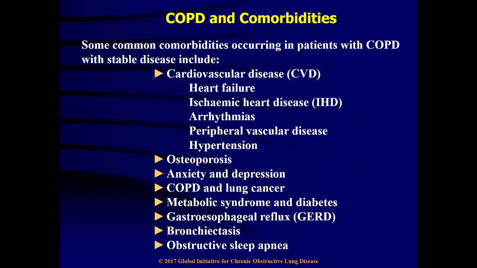Any patient who has COPD, we have to look for other comorbidities. Usually these patients are middle-aged or elderly, and they are smokers, so there's risk of cardiovascular disease. We have to look whether they have heart failure, ischemic heart disease, arrhythmias, peripheral vascular disease, or hypertension. Osteoporosis is more prevalent in patients with COPD than the general population. So every patient with COPD, we should check the bone densitometry. They are more likely to get anxiety and depression.